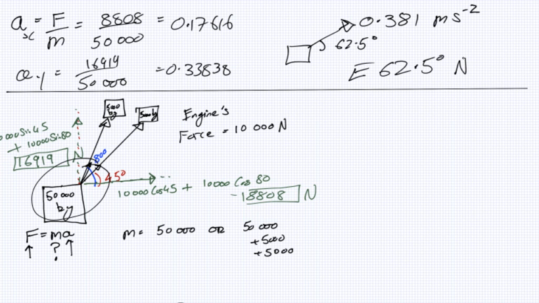Okay, so our final answer here is that the ship will accelerate at 0.381 meters per second squared, in the direction of east 62.5 degrees north then. So this is a hard one now.